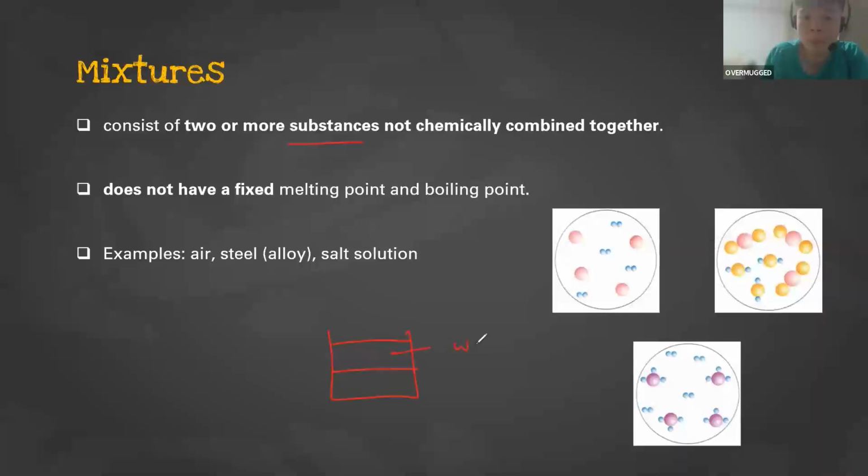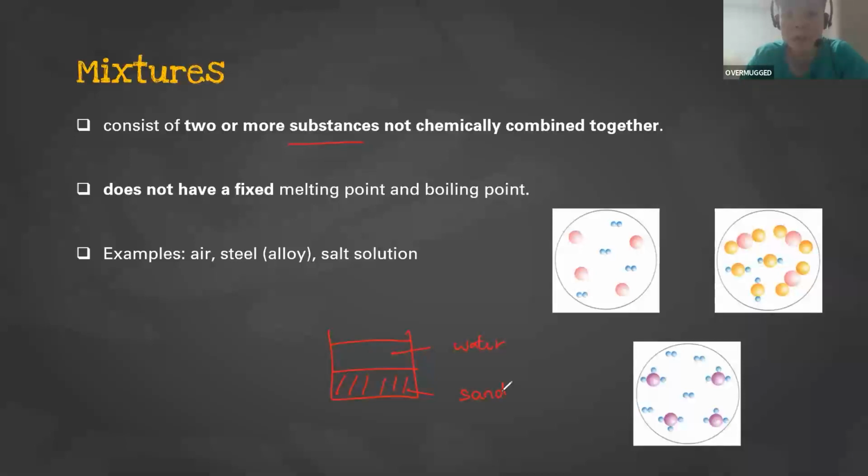Your water is going to be at the top while your sand is going to be below. Right? They are not going to form chemical bonds. They just remain as they are. Sand remains as sand, water remains as water. There are no chemical bonds formed. They are just physically mixed together.